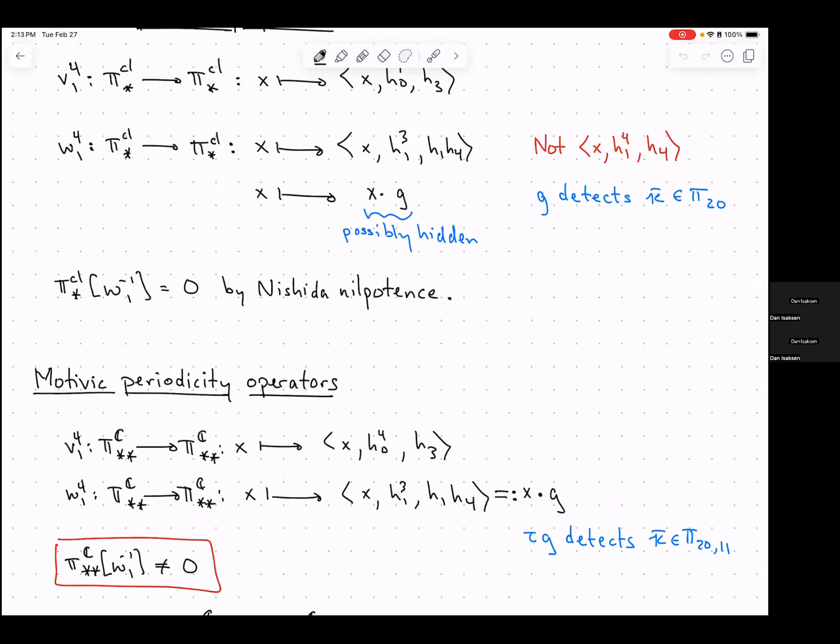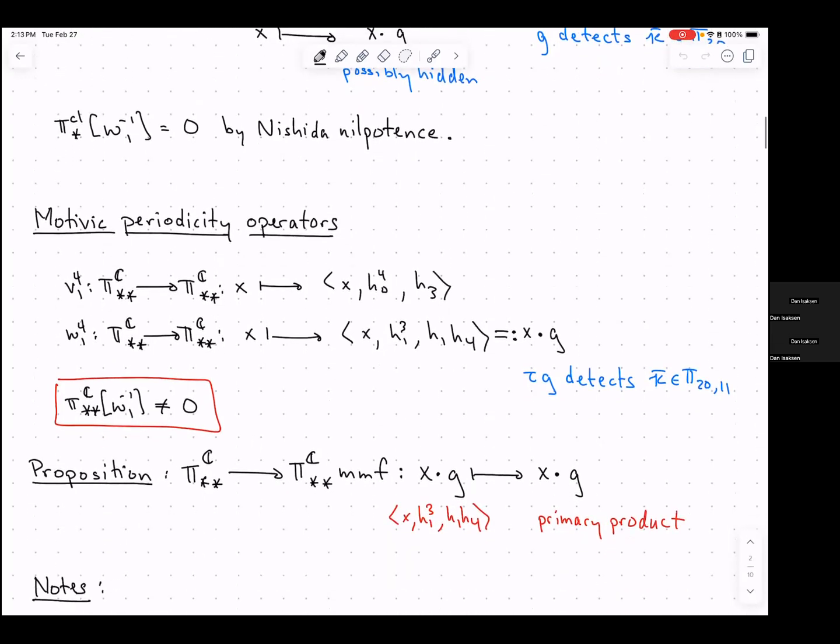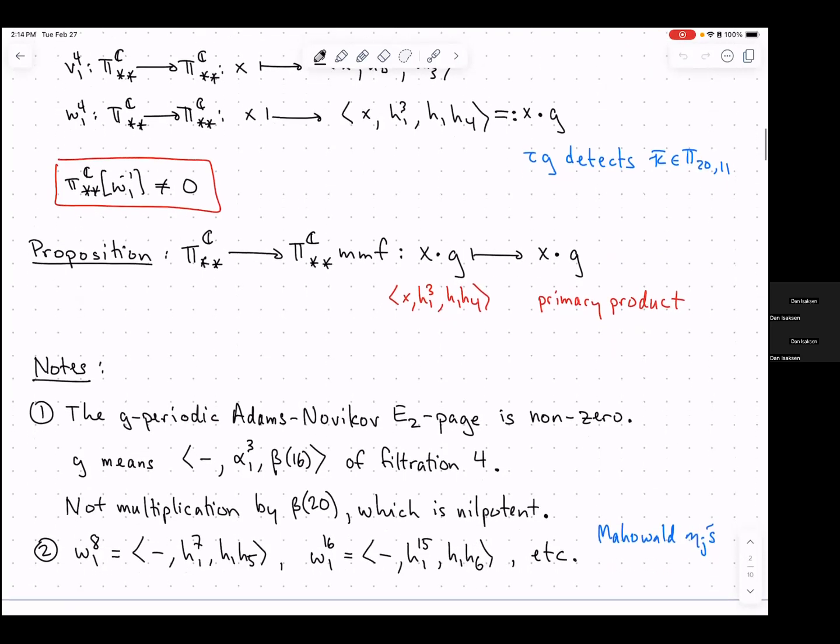Okay. And the upshot, I mean, it doesn't follow from this, but it turns out that this G-periodic homotopy, or W1-periodic homotopy, is non-zero. And the reason that I call this total bracket G is because that's what it does on the map from the sphere to MMF. The unit map takes these brackets of this type to a Massey product times G. So it's like a lift of G from MMF back to the sphere. Okay.